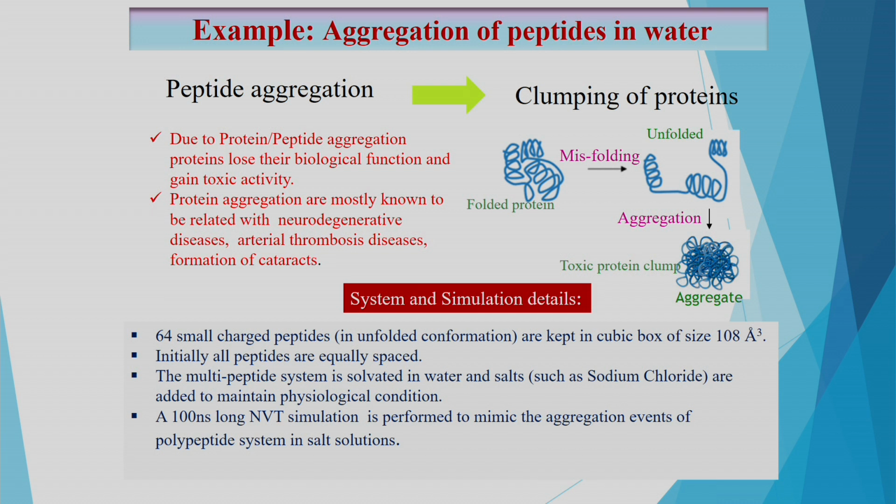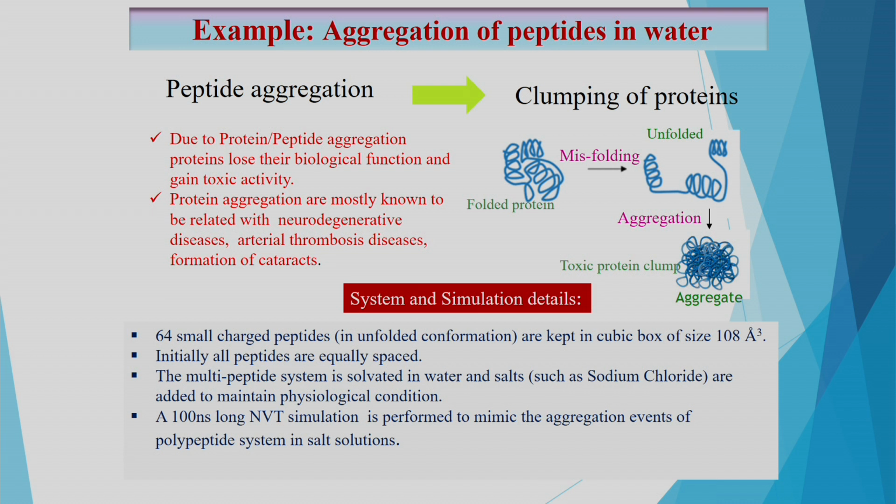These peptides are long chain protein molecules, and if they aggregate, then they lose their biological functions. The proteins are unable to do their normal biological functions, and thus they acquire toxic properties. And this protein aggregation is known as the origin of many neurodegenerative diseases, such as arterial thrombosis and formation of cataracts and so on.